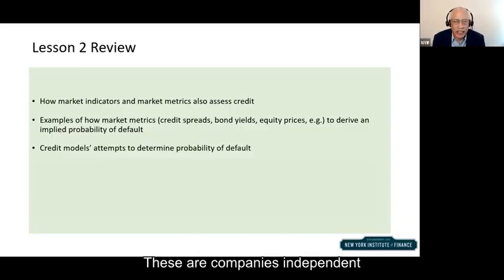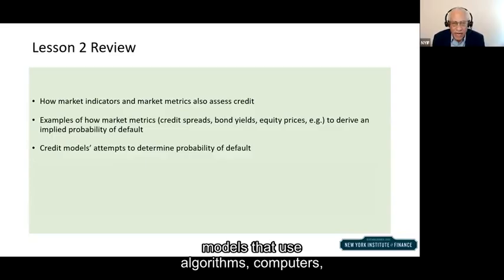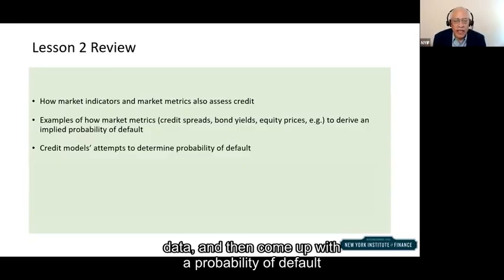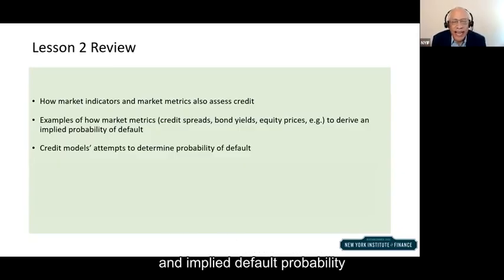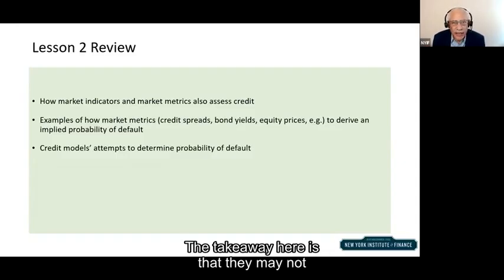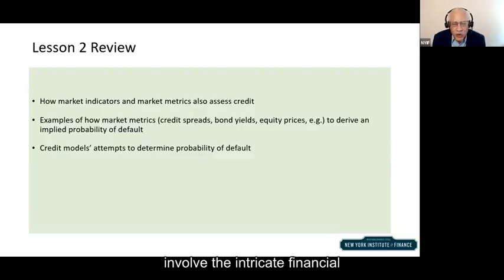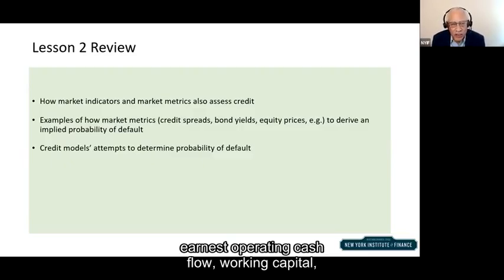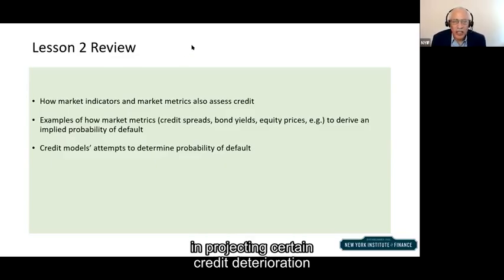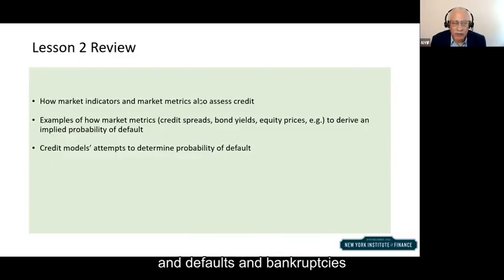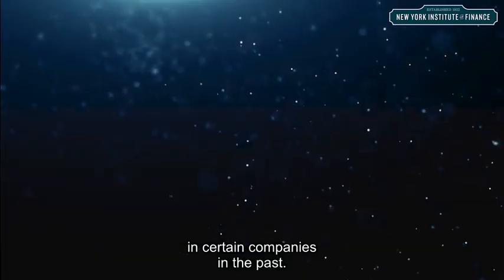These are independent companies, independent models that use algorithms, computers, data, and then come up with a probability of default, an implied default probability. And they can be useful too. The takeaway here is that they may not involve the intricate financial analysis of balance sheet, earnings, operating cash flow, working capital, and capital structure, but they have actually been very good predictors in the past in projecting certain credit deterioration and defaults and bankruptcies in certain companies.